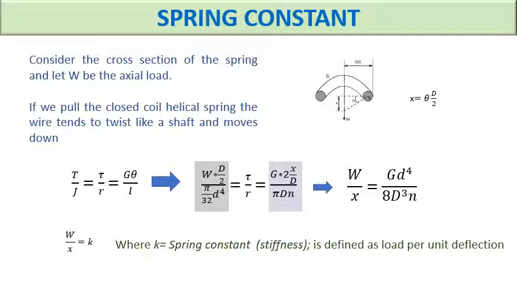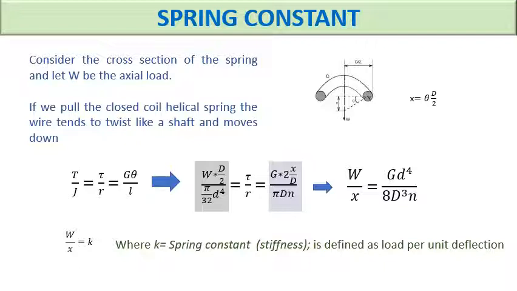Considering the spring as a whole, the value of the angle of twist will be very small, and the axial displacement x is given by theta into D by 2. While studying torsion in shafts, we derived the torsion equation, that is T by J equal to tau by R equal to G theta by L. If you substitute the values in this equation, we get W into capital D by 2 divided by pi d to the power 4 by 32 equal to tau by R equal to G into theta by L.